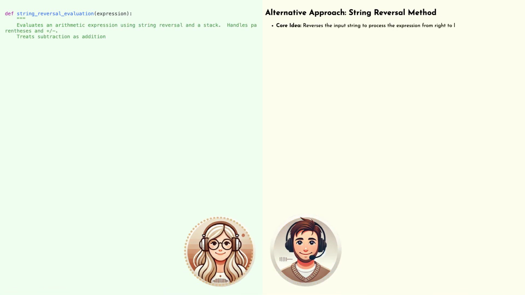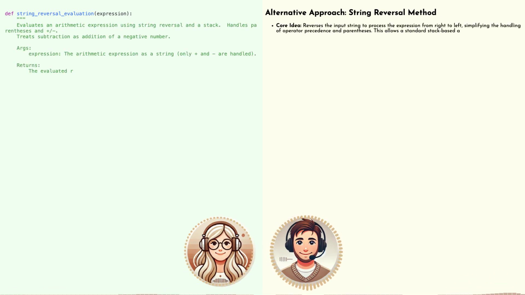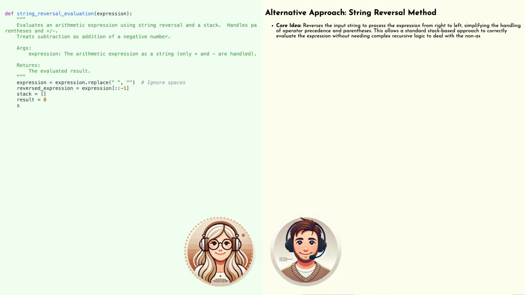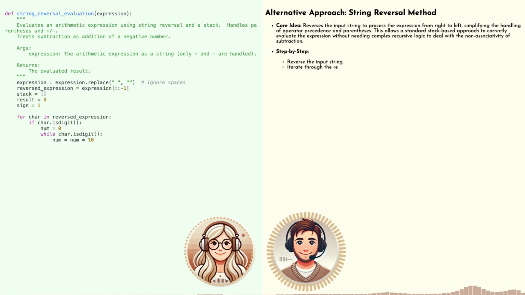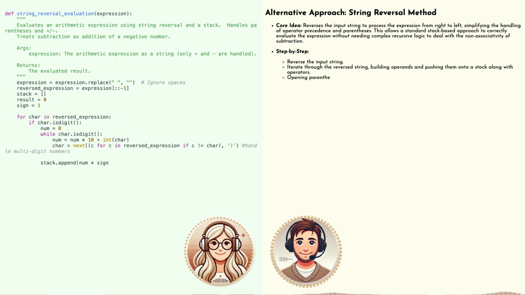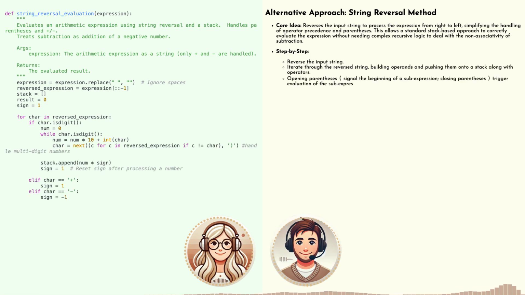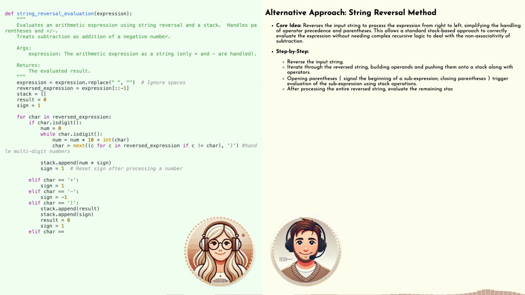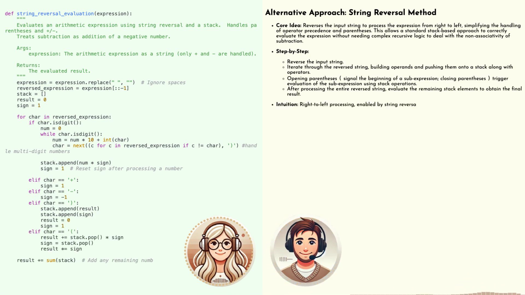Let's get practical. Welcome back to AI.Code.Cast. We've been exploring the inner workings of calculators, and we've tackled some tricky concepts like operator precedence, and we even ventured into that mind-bending world of string reversal. But believe it or not, there's another intriguing approach to this problem.